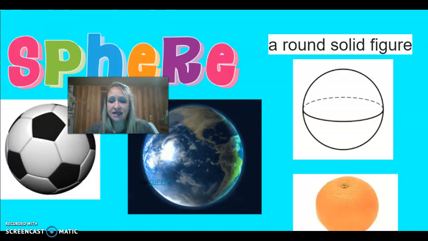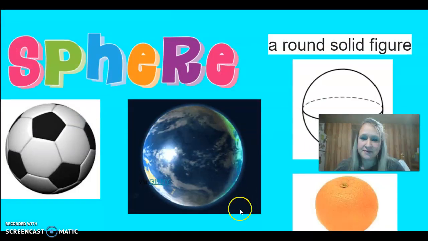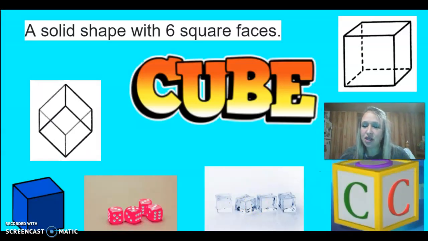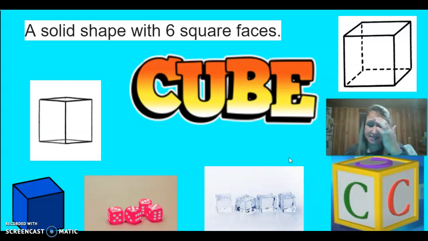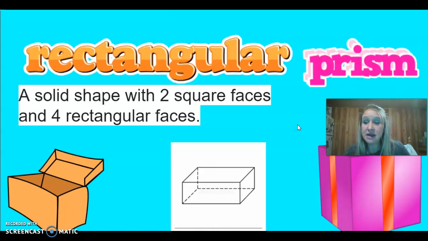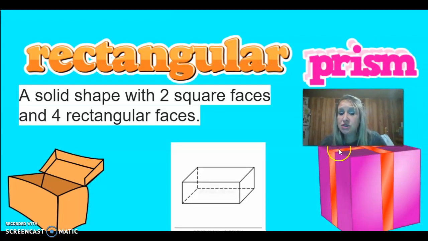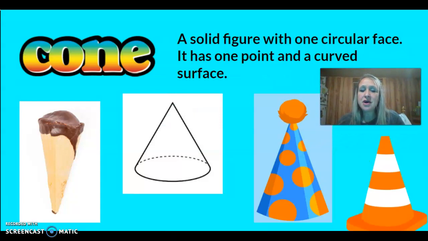Sphere, say sphere. A sphere is a round, solid figure. Cube, say cube. A cube is a shape with 6 square faces. Rectangular prism, say rectangular prism. A rectangular prism is a solid shape with 2 square faces and 4 rectangular faces. Cone, say cone. A cone is a solid figure with 1 circular face. It has 1 point and a curved surface.